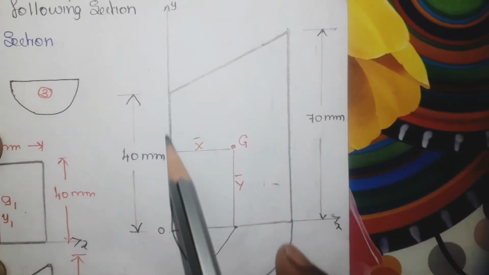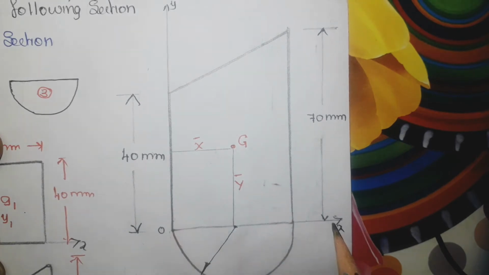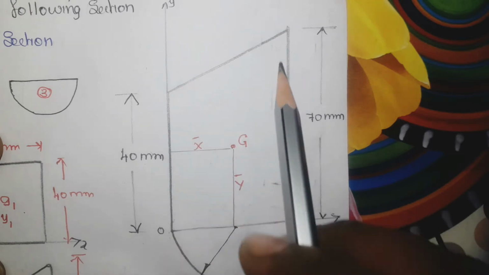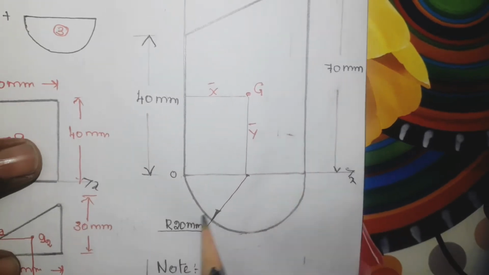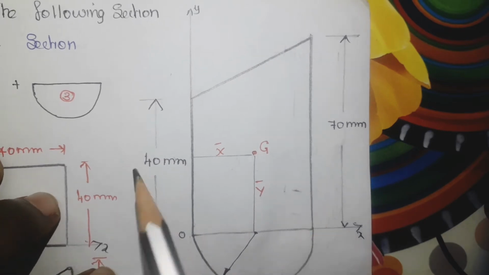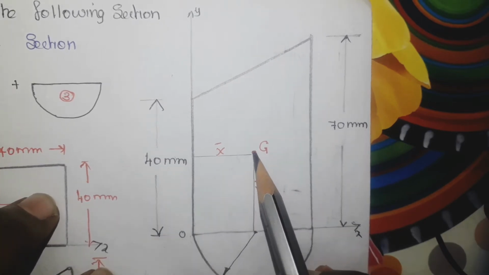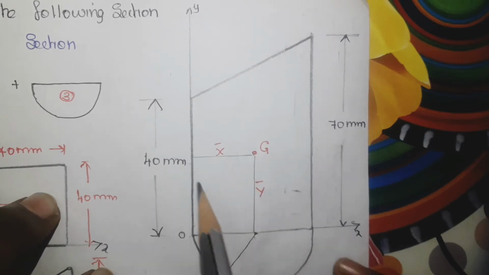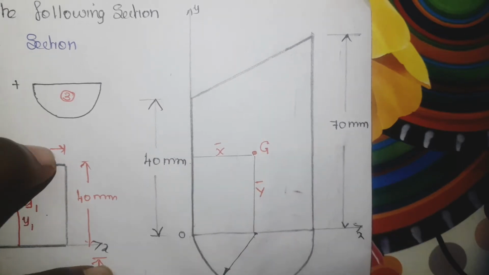Okay, y-axis, and here you have x-axis, and here there is a square, and there is a triangle, and there is a semicircle also. So this is the given section, and we have to find the position of the centroid with respect to y-axis and then x-axis, x bar and y bar. So these are the things we have to find.